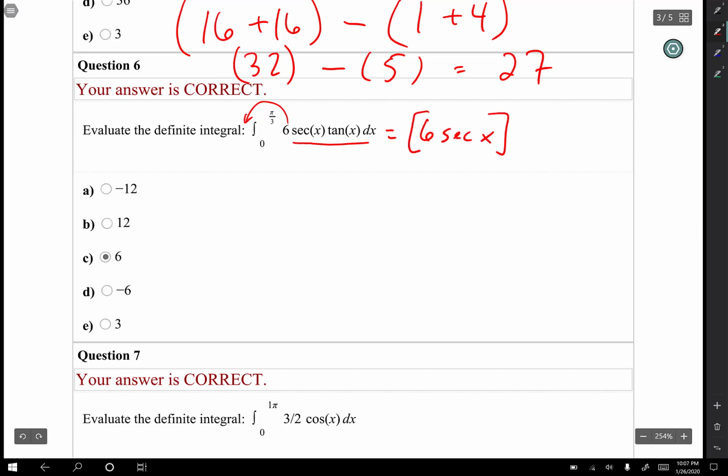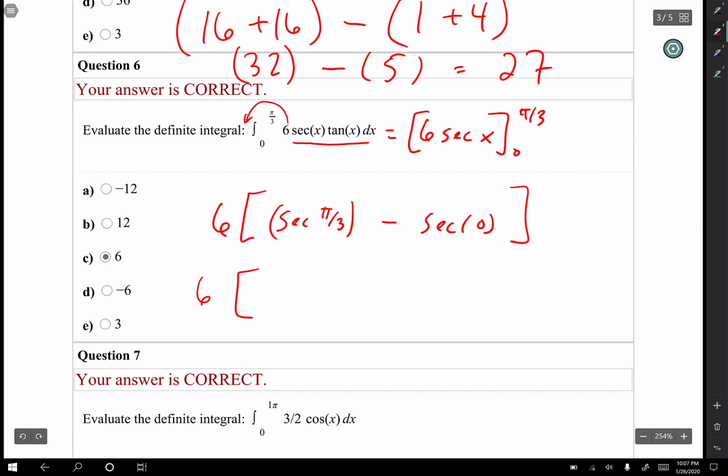And I'm evaluating this from 0 to pi over 3. If it helps you, leave the 6 factored out. There it is, 6 factored out, and I'm going to do upper minus lower. So secant of pi over 3 minus secant of 0. So the unit circle never goes away, guys. In the unit circle, pi over 3 is this guy way up here, and the x-coordinate is a half, and the y-coordinate is square root of 3 over 2.